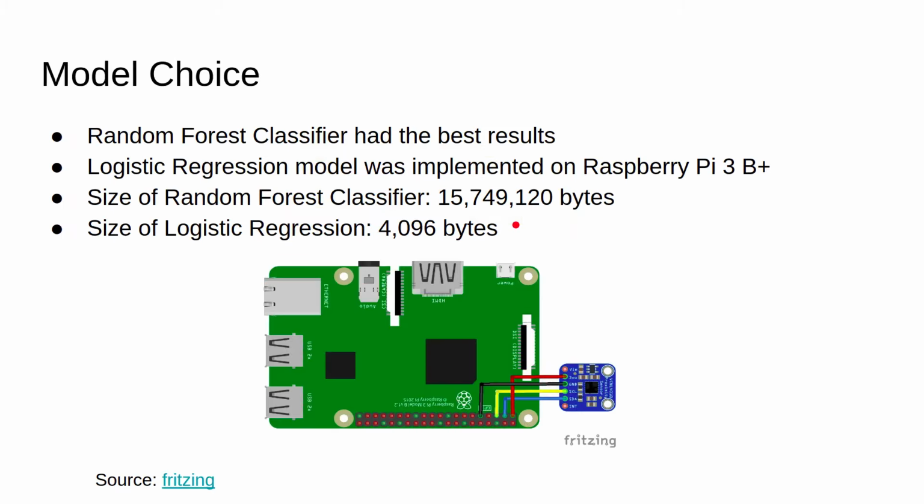I then went to deploy this model to a Raspberry Pi. Now the Raspberry Pi is just a single board computer with limited resources, but I ran into quite a few problems due to the size of the random forest classifier. So I decided to switch to a logistic regression model.